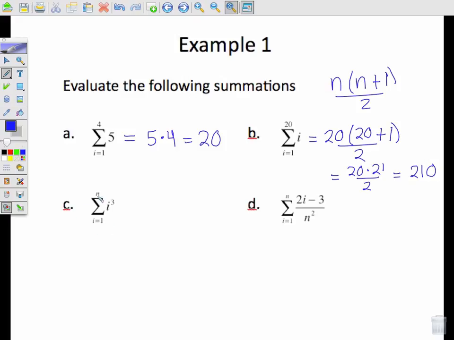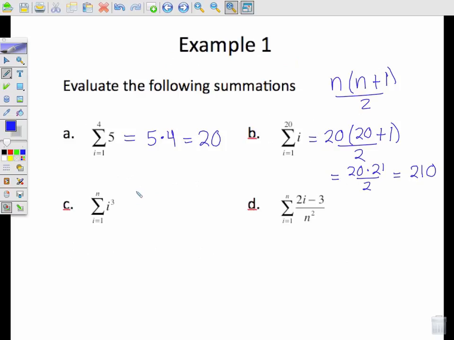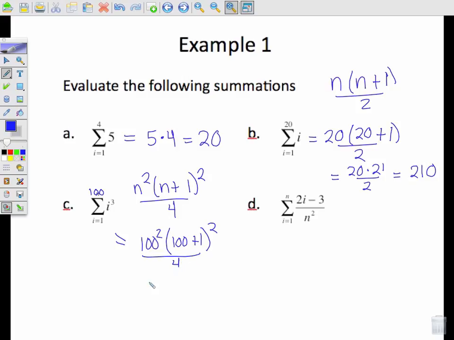And then i to the third here, if you want to look at i to the third, let's go back to the formula. i to the third is this, n squared, n plus 1 squared over 4. n squared, n plus 1 squared all over 4. So when I follow this, here, my i, as it approaches n, and this n is supposed to be 100 for you guys. So it's 100 squared, 100 plus 1 squared all over 4. So if you evaluate that, we've got 2,500. I just went ahead and divided by 4.